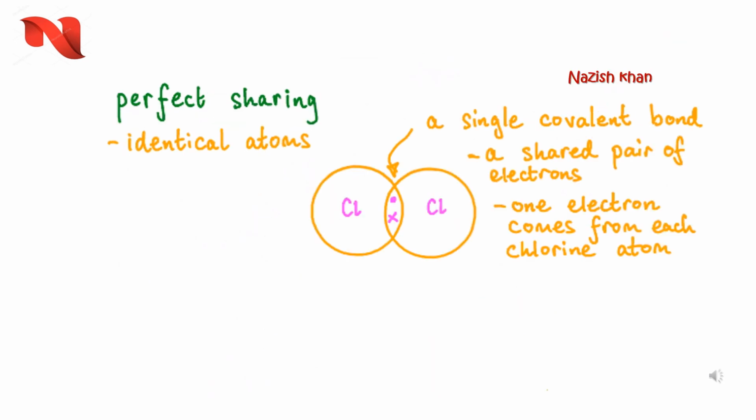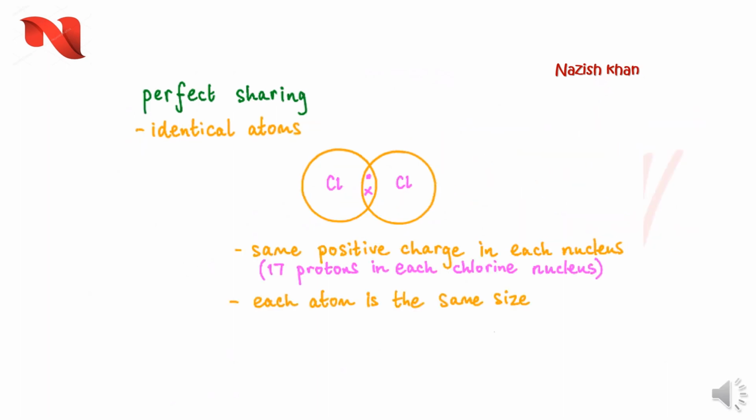If the atoms involved in the covalent bond are identical, the attraction for the shared pair of electrons will also be identical. Kids, we could imagine this situation to arise in a molecule of chlorine. The single covalent bond formed in a chlorine molecule contains a shared pair of electrons. One electron comes from each chlorine atom, respectively, shown by a dot and a cross here. So in this chlorine molecule, we can imagine that there is perfect sharing of the pair of electrons in this covalent bond, since the number of protons in each nucleus is identical and the size of each chlorine atom is the same.